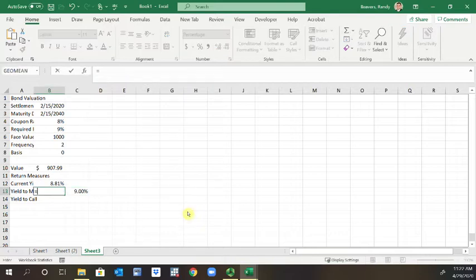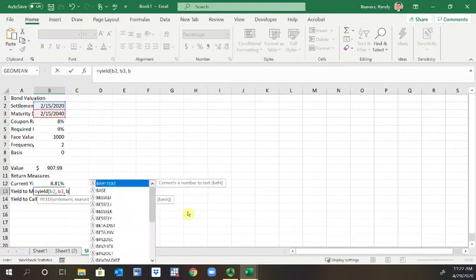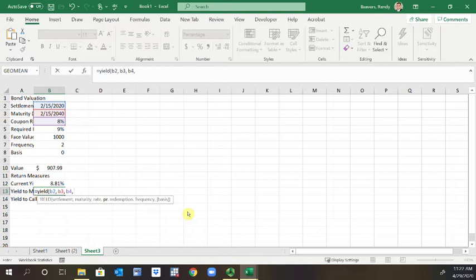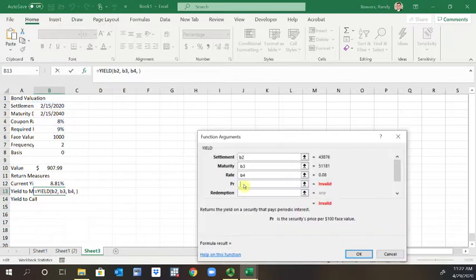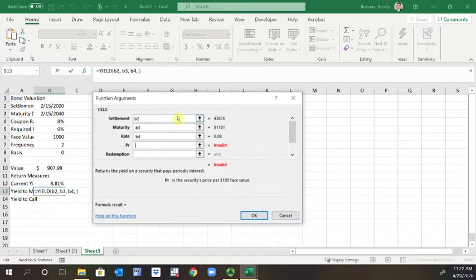The other function you could use is called yield. So first with yield, the settlement will be B2, comma, maturity is B3, B4 is the coupon rate, PR, that is security's price per $100 of face value. So in this particular circumstance, that's going to be B10 divided by B6 times 100.